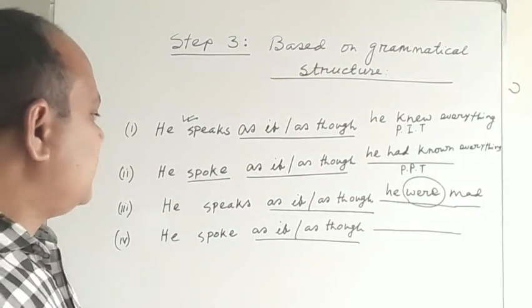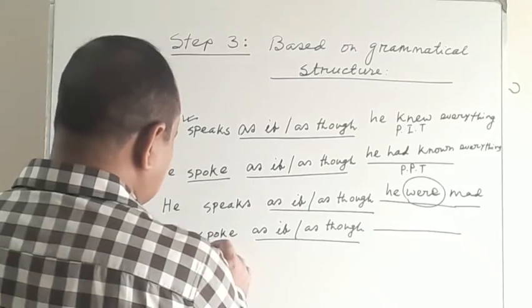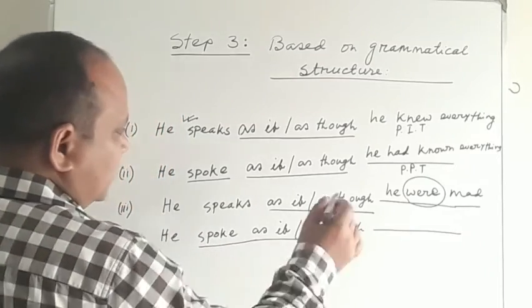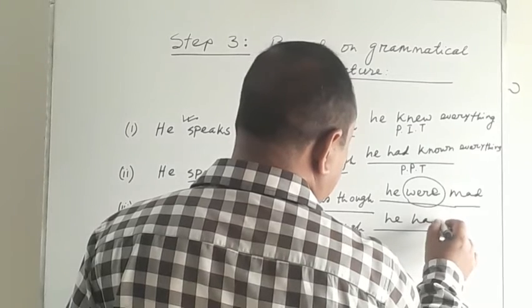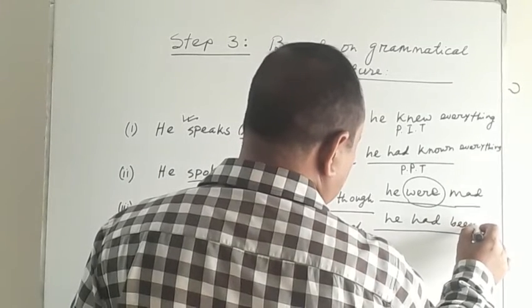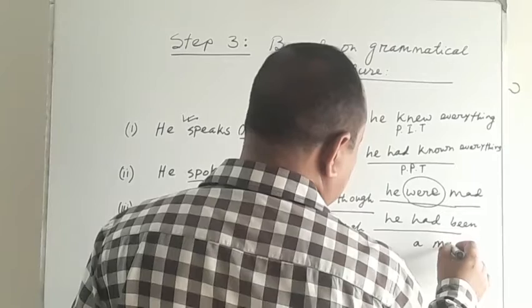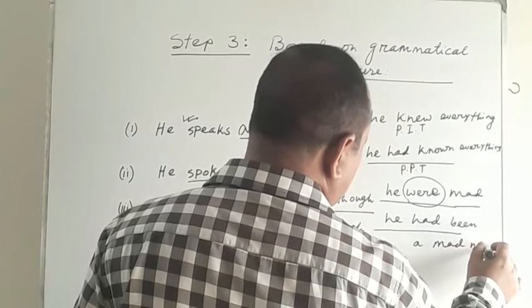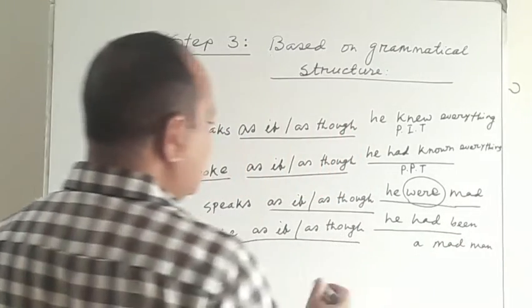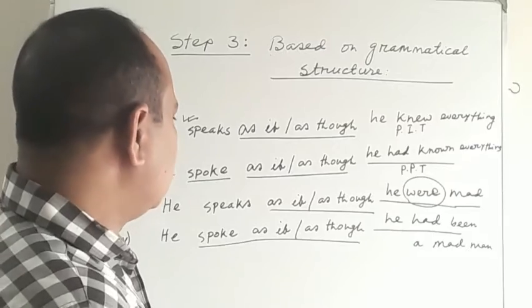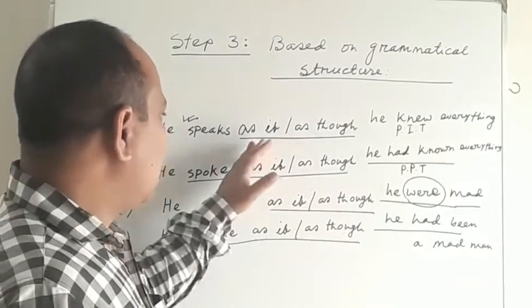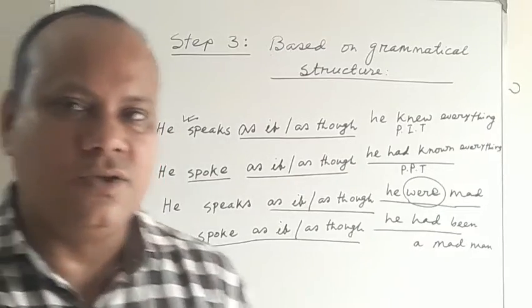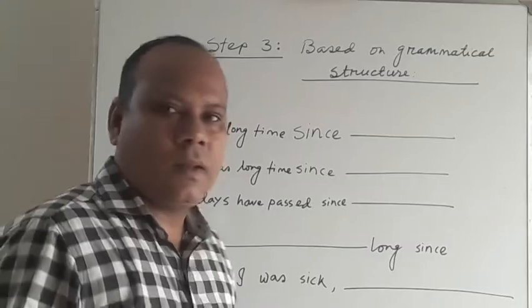He spoke as if or as though, as it is in past indefinite, so the next part will be past perfect. So we can say he had been a mad man. In this way, we can complete this type of incomplete sentence with as if or as though, my dear students.